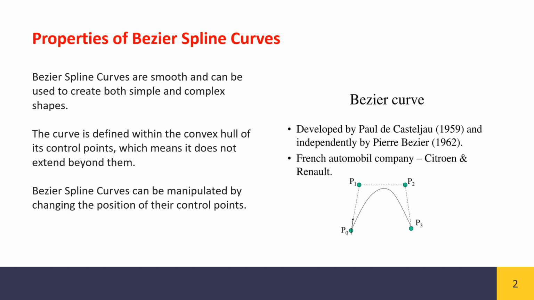Let's see the properties of Bezier spline curves. The properties are: Bezier spline curves are smooth and can be used to create both simple and complex shapes. Like we can create any types of different shapes. The curve is defined within the convex hull of its control points, which means it does not extend beyond them. Bezier spline curves can be manipulated by changing the position of the control points. Here is the Bezier curve that was developed by Paul de Casteljau in 1959 and independently by Pierre Bezier in 1962.